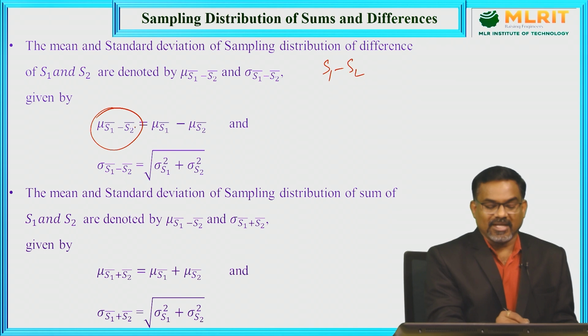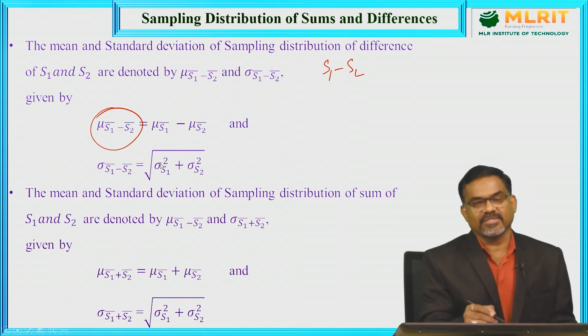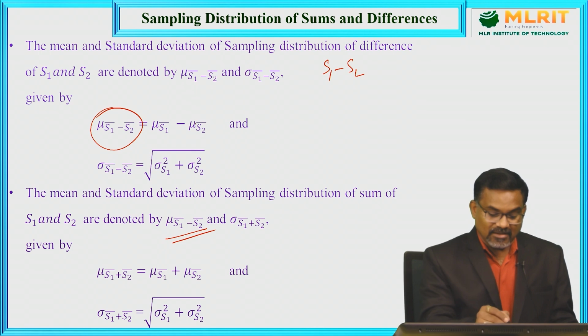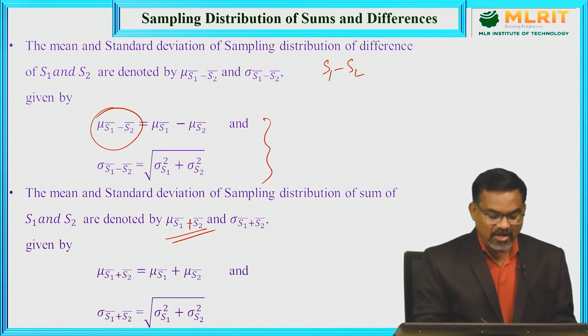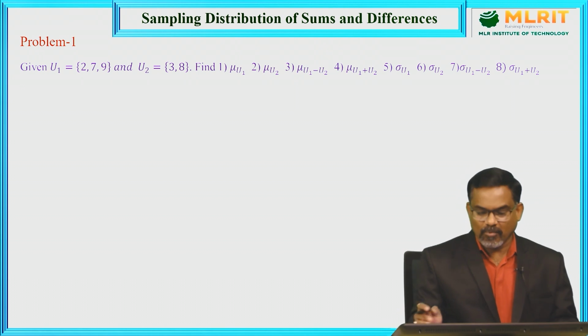In the case of difference, the mean of the differences is equal to the difference of the individual means, and the standard deviation is the square root of the sum of the squares of the individual standard deviations. Similarly, for the sum, the mean of the sum of the two statistics is equal to the sum of the individual means of the two statistics, and the standard deviation is the same in both cases. Now, let us solve some problems on the same.